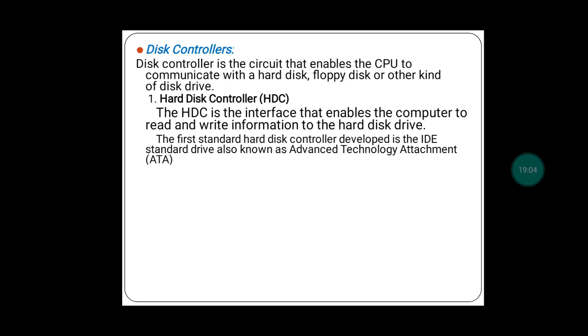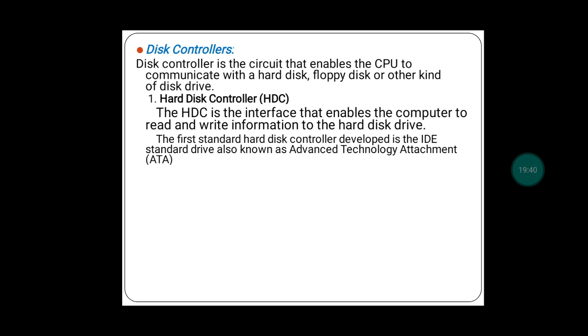Read and write means, if you want to store some data onto the hard disk, that is called writing data on the hard disk. And if you want to retrieve, to view some data from the hard disk, that is called reading data from the hard disk. And to do this work, we should have an interface called hard disk controller installed on our system. One of the first hard disk controllers developed is the IDE standard drive, and it is also called ATA, that is advanced technology attachment.